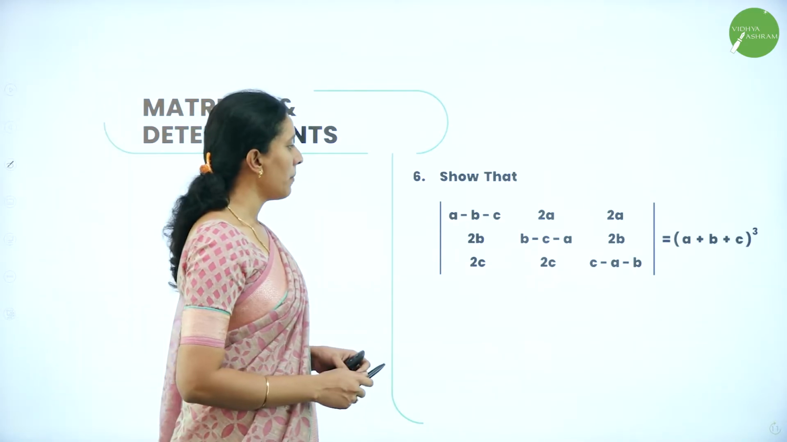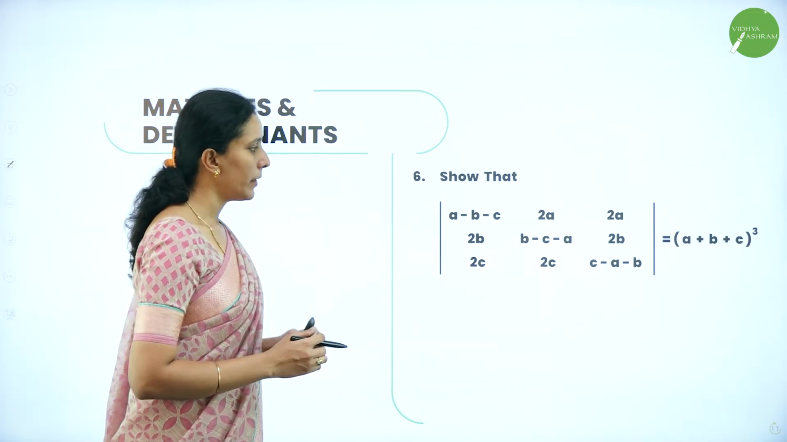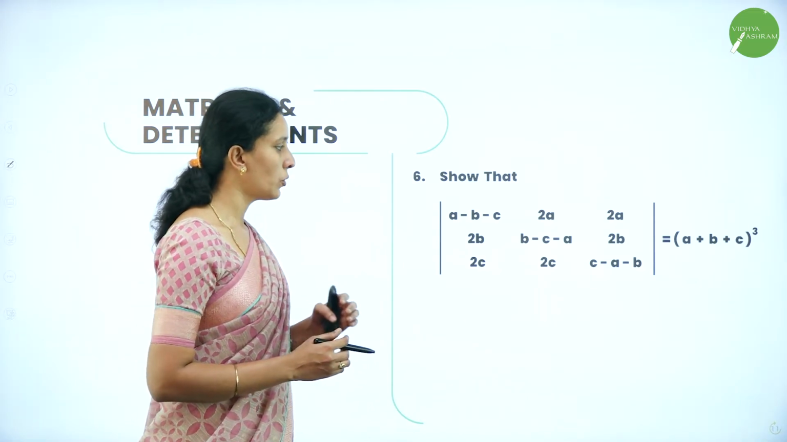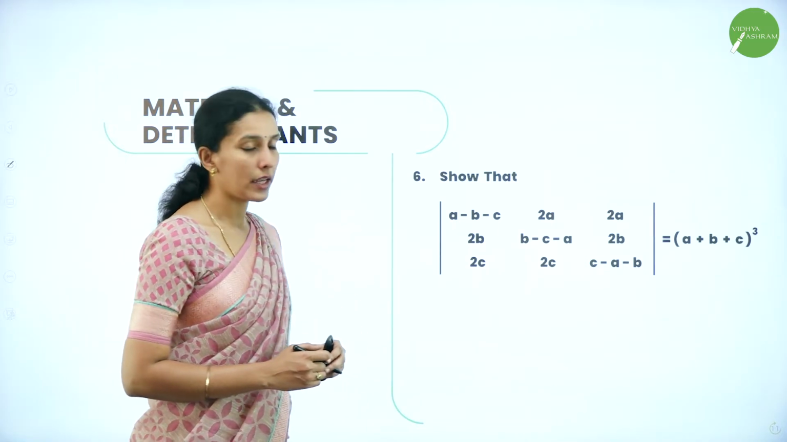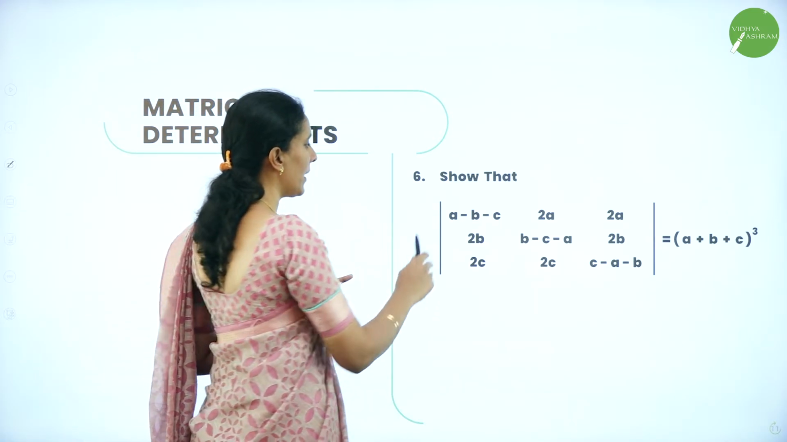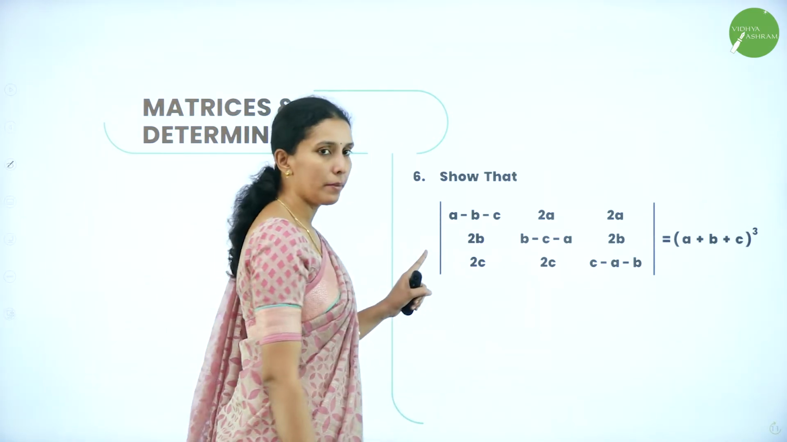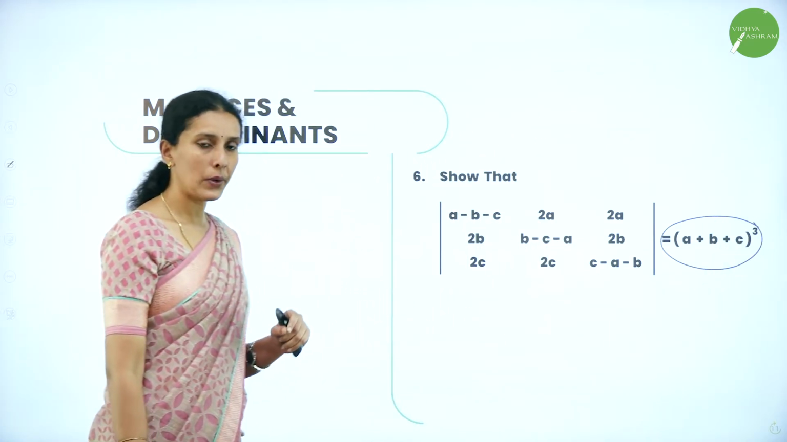Next question. The determinant with rows A minus B minus C, 2A, 2A; 2B, B minus C minus A, 2B; 2C, 2C, C minus A minus B is equal to A plus B plus C whole cube. So let me consider only the determinant here. I need to show that the value is equal to A plus B plus C whole cube.